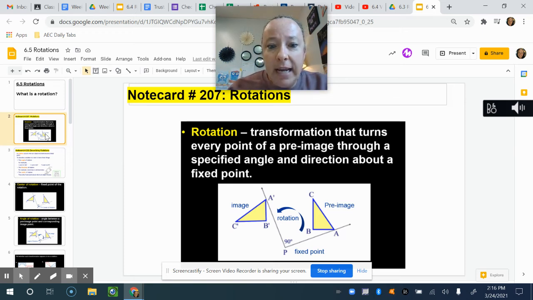So pause me, write down this definition, and draw this picture as well. Try to draw it as good as you can. Make sure you have the A prime, the B prime, the C prime, the little primes on there, that it's 90 degrees, pre-image, image, and the fixed point is P. Pause me, finish it up.